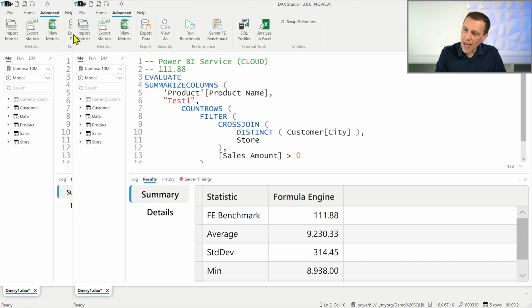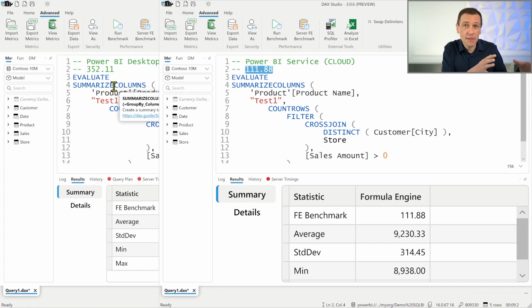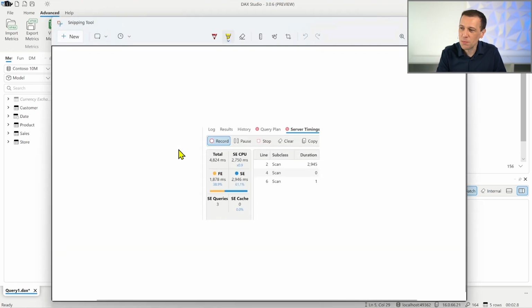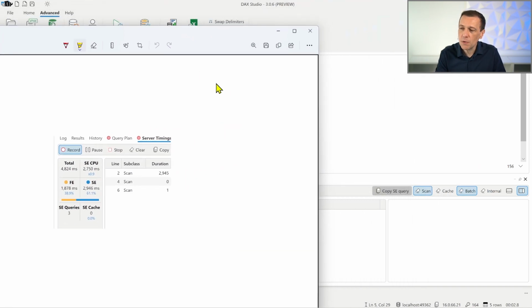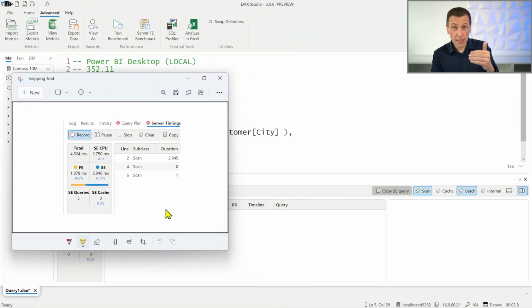What does it mean? If I compare the number we have in the cloud, 111, with the number I have in my local machine, 352, it's easy to predict my machine is at least 3 times faster than the server, at least for the formula engine. Which means that if I look at the server timings of the previous query that I saved before, because in the meantime the benchmark changed everything. If you remember, this was the result. Let's close this way. This was the result I obtained with the local execution of my previous query. A total time of 5 seconds, a total formula engine time of 2 seconds, 40% of my query.